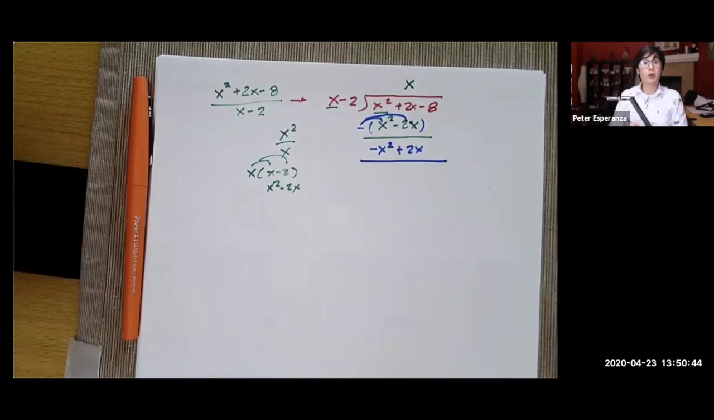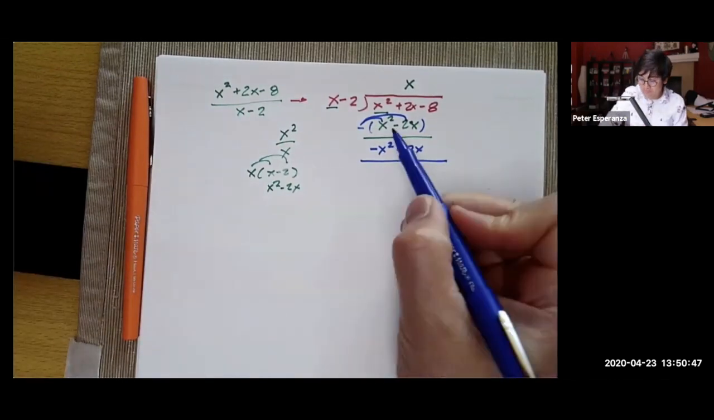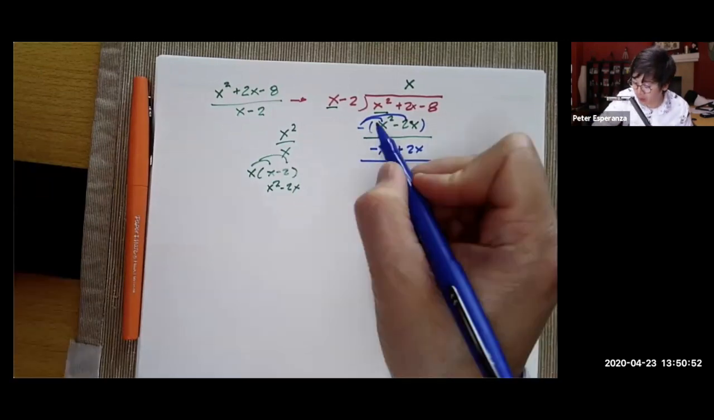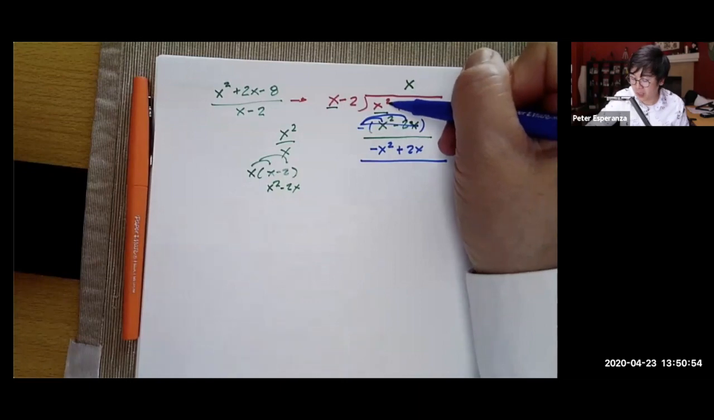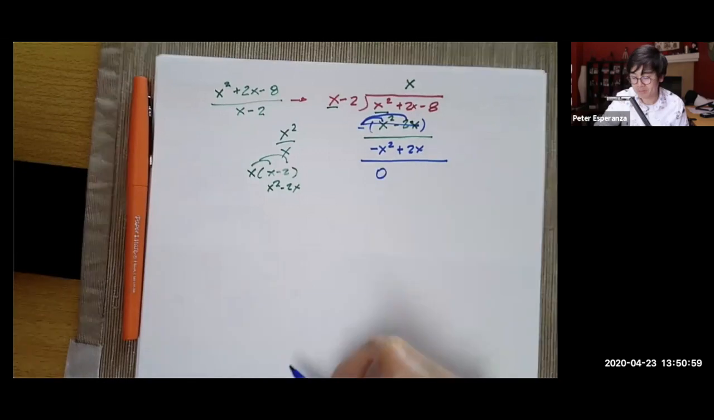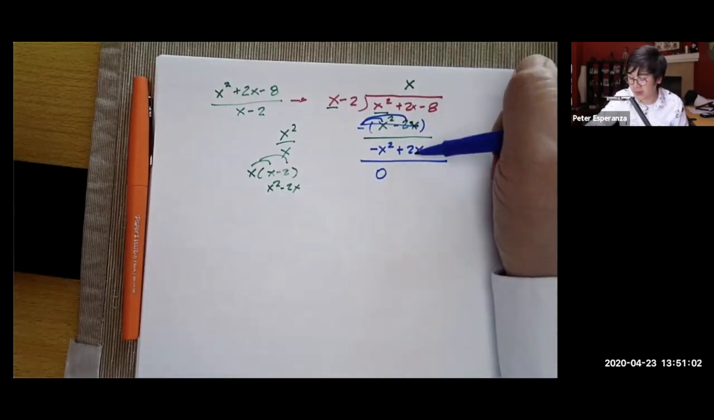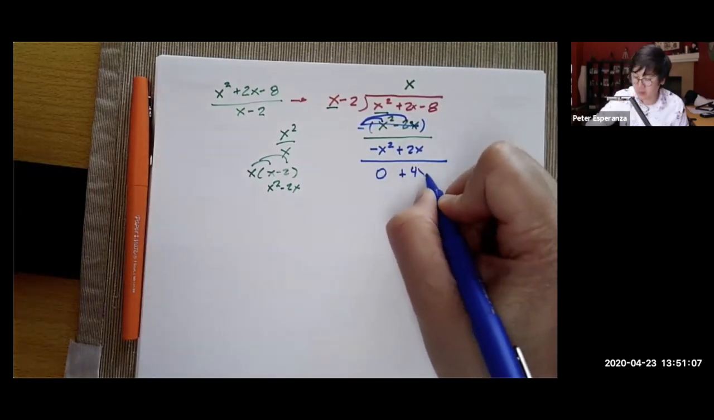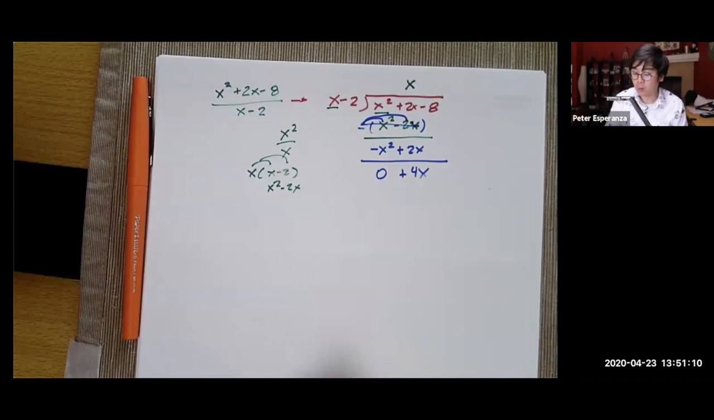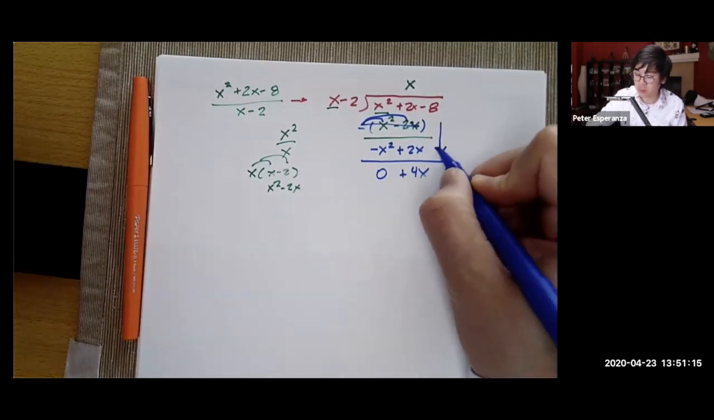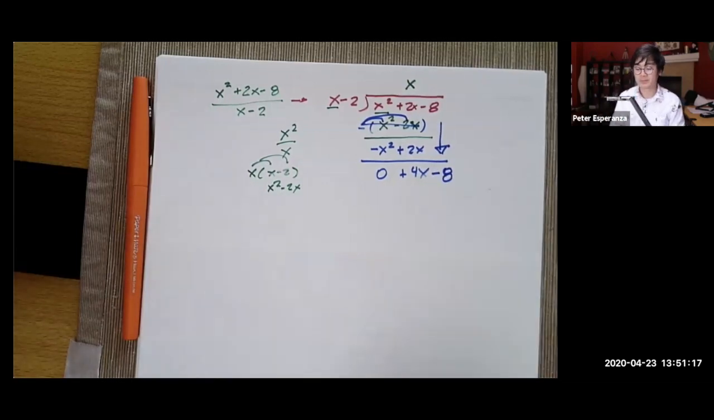So that is your new polynomial right here because we're subtracting it. So this is ignored and you're going to focus here. And what is x squared minus x squared? X squared minus x squared is going to be 0. And what is 2x plus 2x? 2x plus 2x is 4x. And now we're going to divide 4x later, but we're going to make sure to bring down minus 8 right here. Okay?